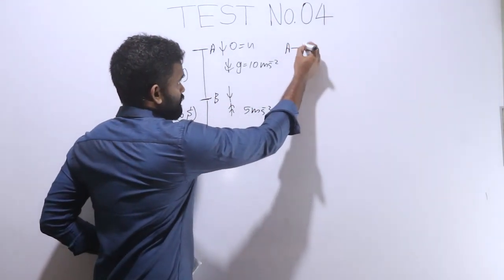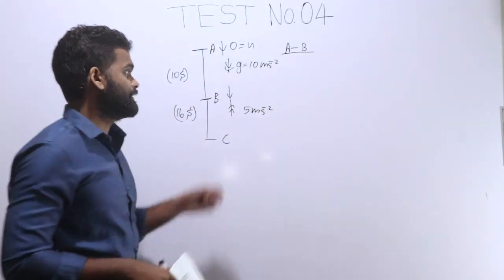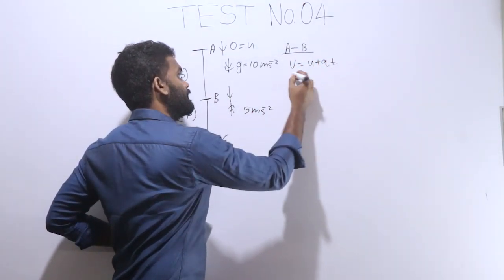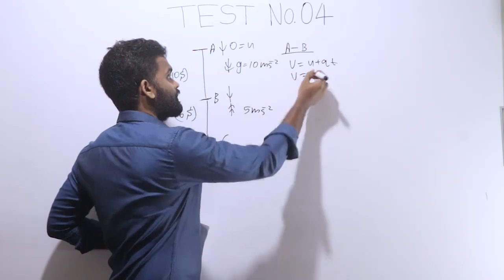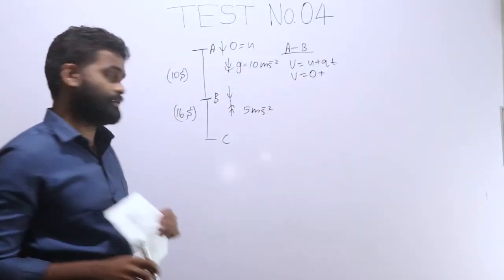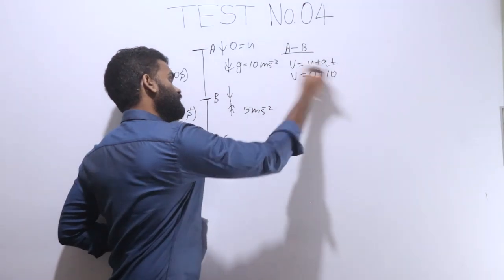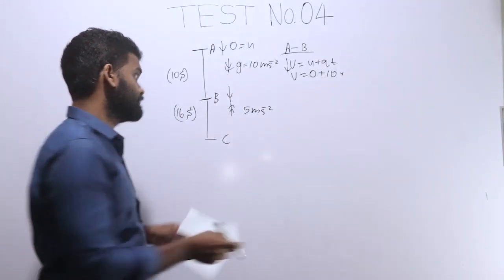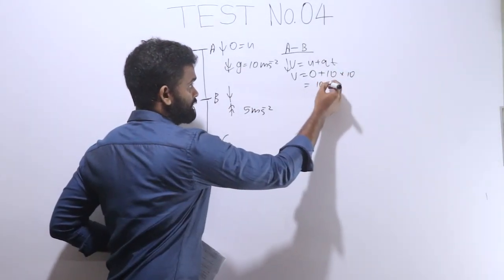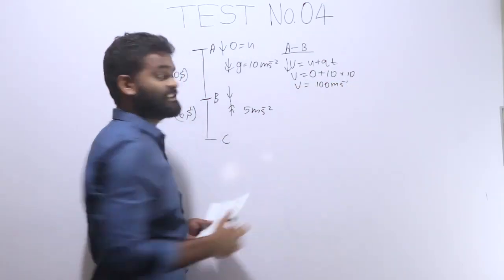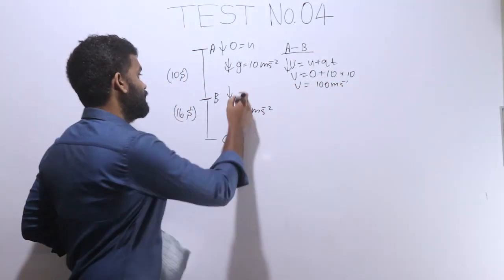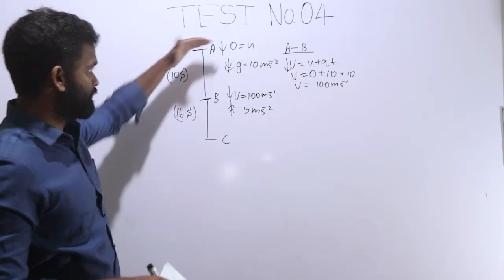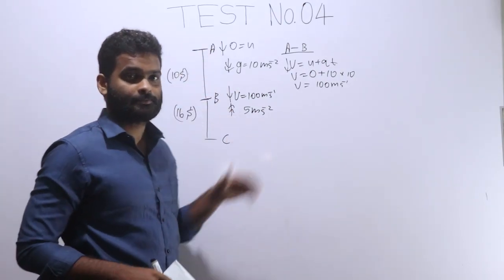So I'm applying equations from A to B. First, I'll find the speed at B using v equals u plus at. Initial velocity at A is 0. Then this is gravitational acceleration 10. Time is 10 seconds. So this is 100 meters per second. As it reaches point B, velocity is 100 meters per second. It will be easier if you find the velocities at these points.